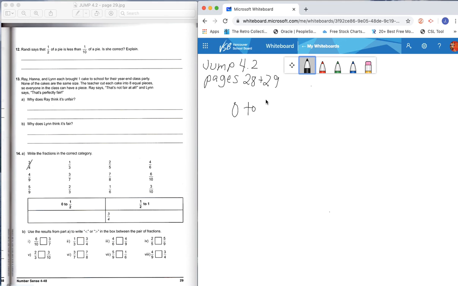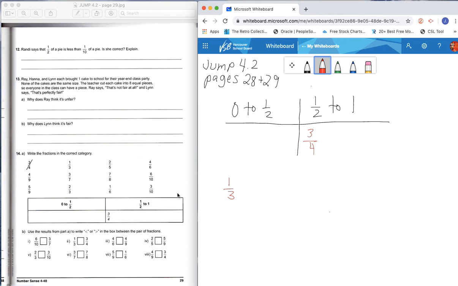0 to a half, and then a half to 1, and I'm going to use red so you can see the answers. So 3/4 is already done. All right, now we have a third. So what we're going to do is we're going to compare 1/3 to a half. So you can use scrap paper if you want. It might be easier. So you're going to compare 1/3. We're looking at this number.